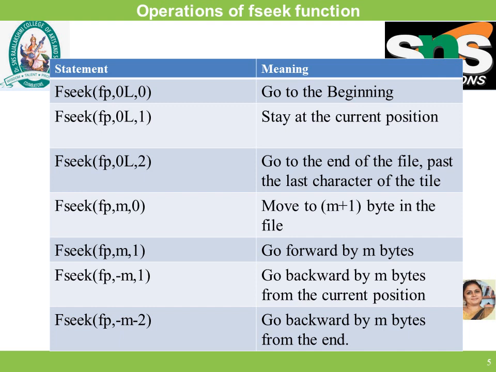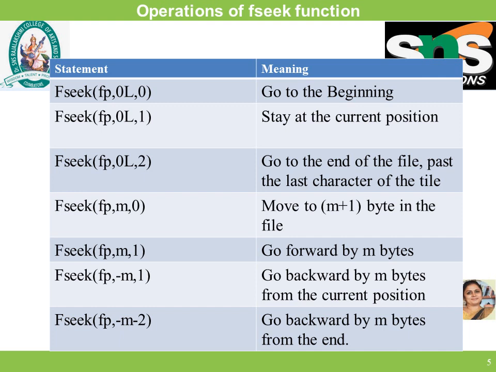The fseek function is followed by the file pointer, then the length, and the position. If it is 0, it is the beginning of the file. If it is 1, it stays at the current position. If the parameter is 2, it goes to the end of the file, past the last character of the file. And if it is fseek with m and then starting with 0, it moves to m plus 1 byte in the file.